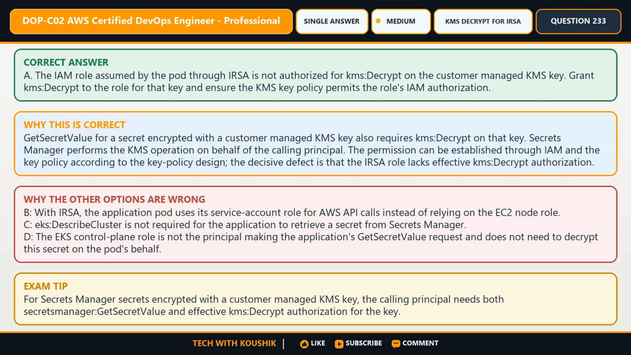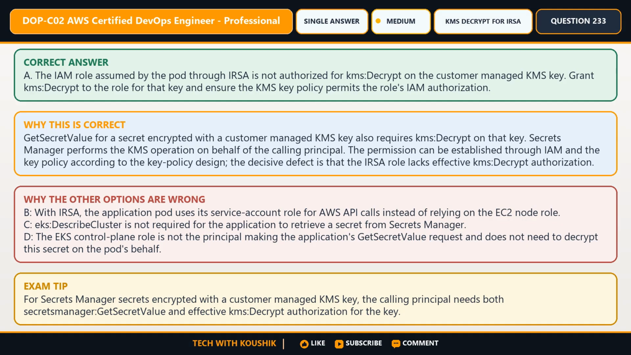The remaining options can be eliminated because of the following. B. With IRSA, the application pod uses its service account role for AWS API calls instead of relying on the EC2 node role. C. eks:DescribeCluster is not required for the application to retrieve a secret from Secrets Manager. D. The EKS control plane role is not the principal making the application's GetSecretValue request and does not need to decrypt this secret on the pod's behalf.